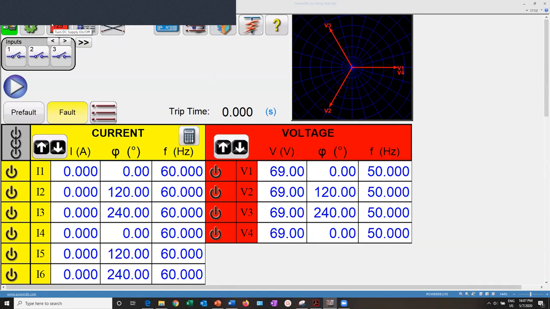Right now, my relay is on and my source is also on. It has been on for the whole presentation. I hope it hasn't been an issue. I can't even hear it anymore.